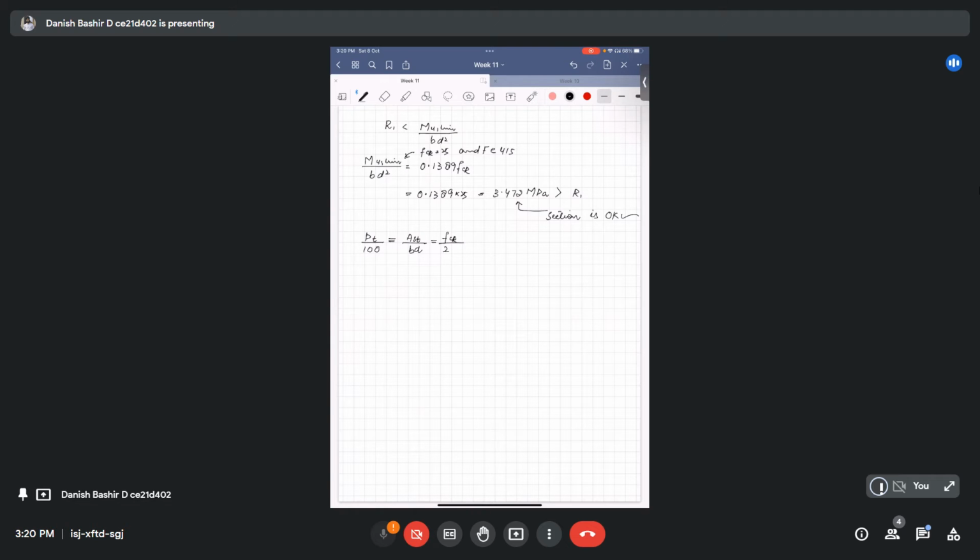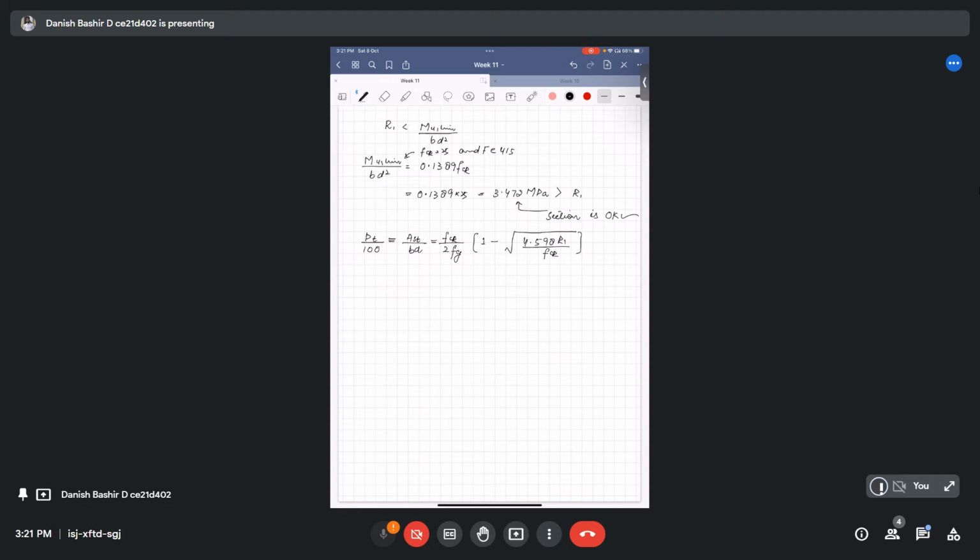You are required to remember these formulas: FCK by FY, 1 minus square root of 1 minus 4.598 R1 by FCK.